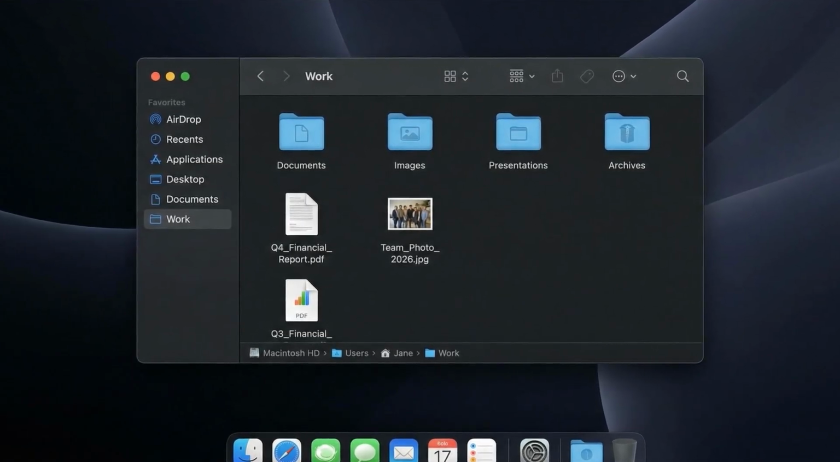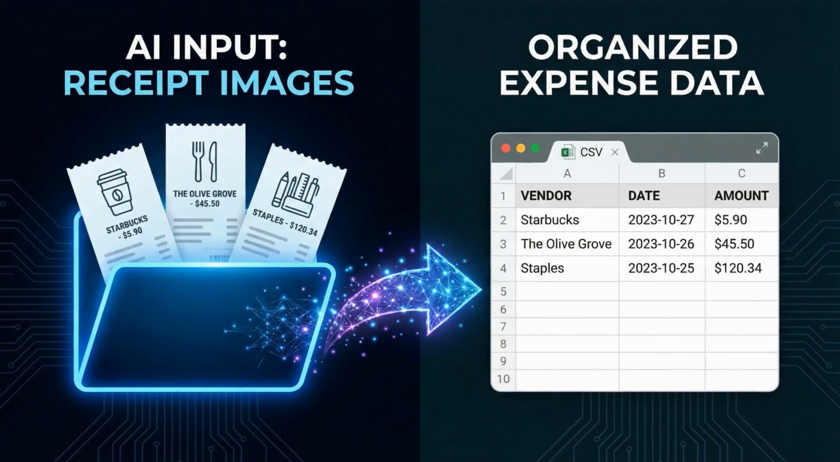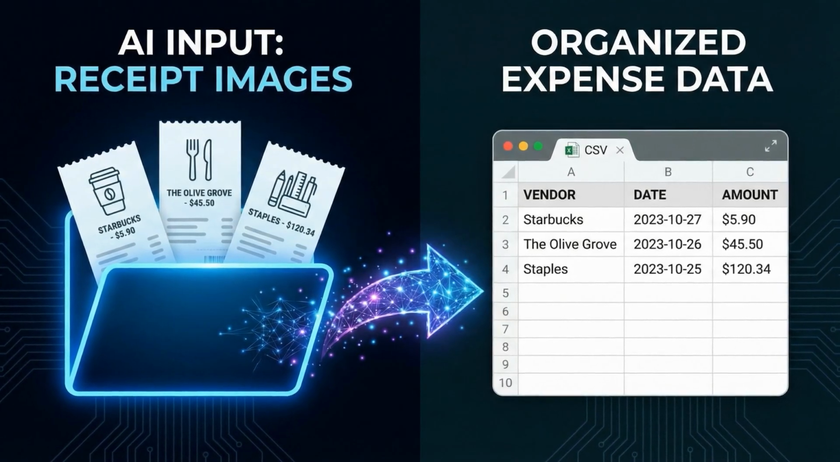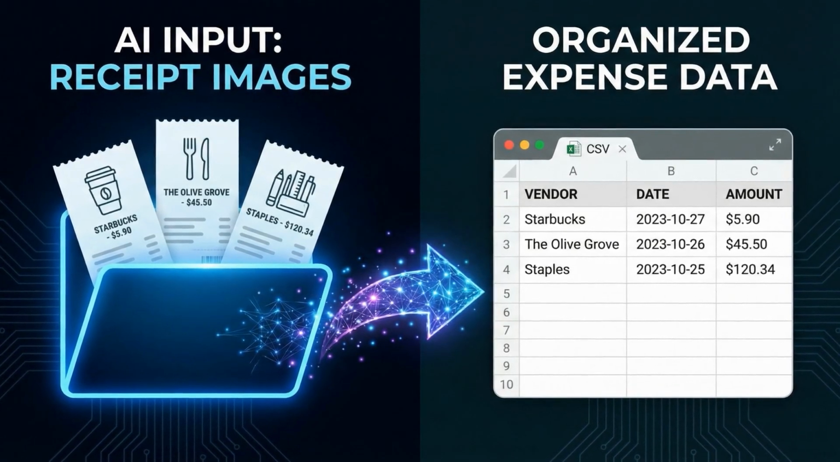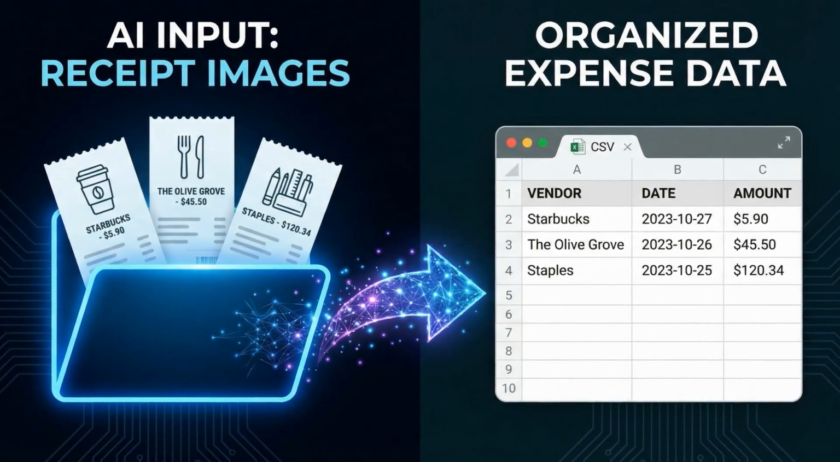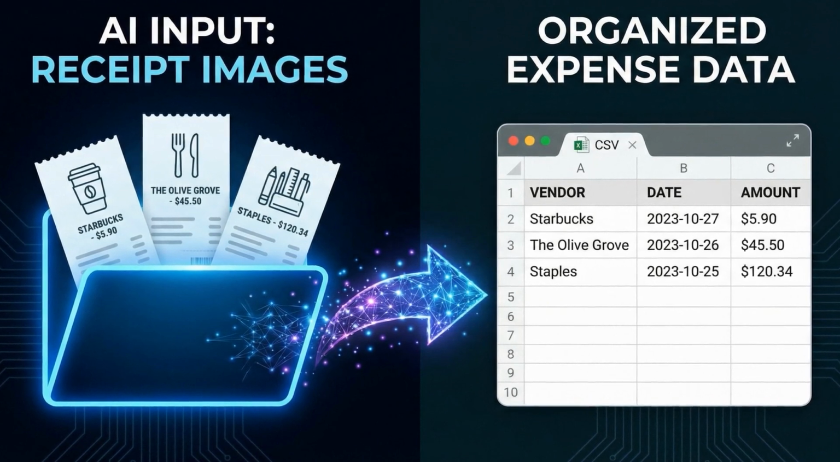Now for something more advanced. Here's a folder full of receipt photos. My prompt is, analyze these receipts and create a CSV file named Expenses.csv with 3 columns: vendor, date, and total amount. And there it is, a perfect expense log created in seconds. The amount of time this can save is just mind-boggling.